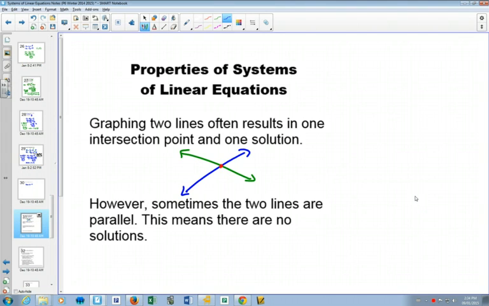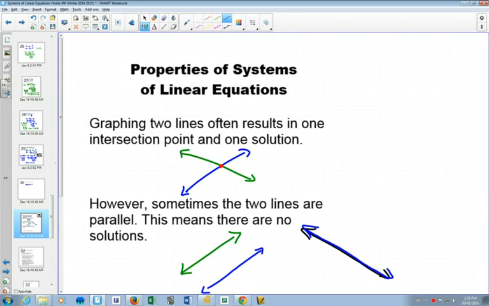Like if you had one line that went this way, and a second line that was exactly parallel to that, they would never intersect. And then you would get no solution. It could also be that you might get two lines that were exactly the same, just written in different forms. Maybe one was in y equals mx plus b form, the other one was in standard form, and you didn't know it, and you tried to solve it, and those lines overlap.